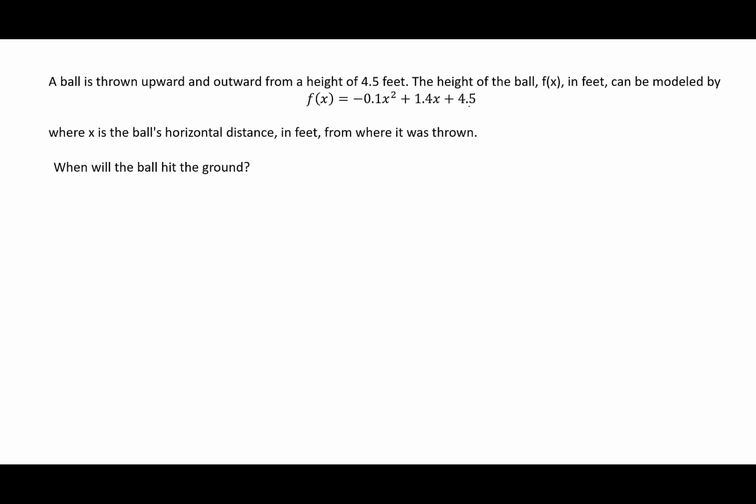So if you're thinking about it, it started at 4.5, it went up and it went down, right? So here's the 4.5, here's it went up to 9.4, and sometime it's going to hit the ground. So when it hits the ground is when the height is 0. So I want to set negative 0.1 x squared plus 1.4x plus 4.5 equal to 0. Now this one doesn't look too great.